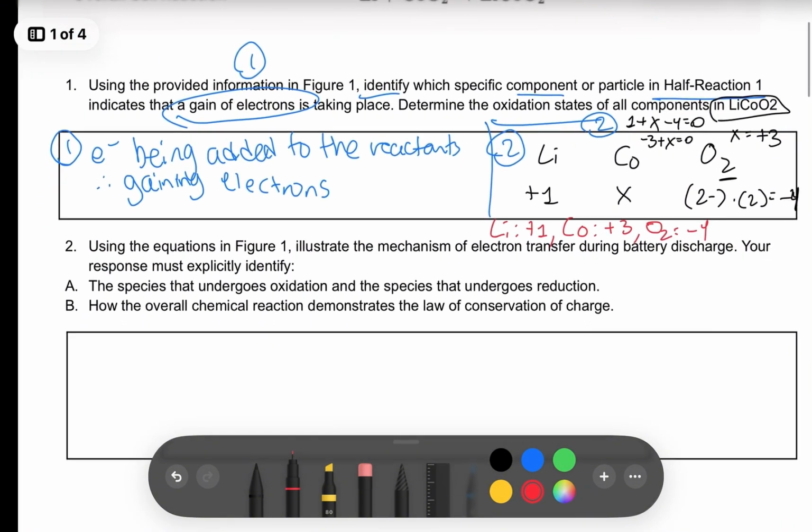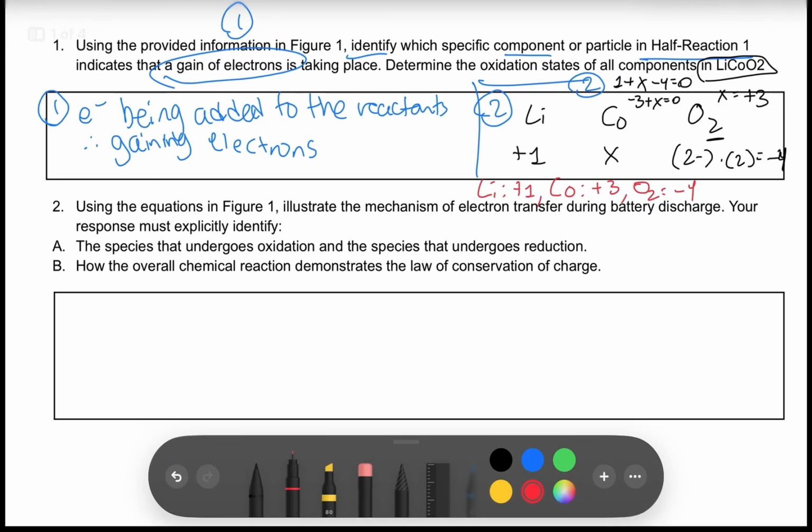Now let's do the next problem. Using the equations in figure 1, illustrate the mechanism of electron transfer during battery discharge. Your response must explicitly identify the species that undergoes oxidation and the species that undergoes reduction, and how the overall chemical reaction demonstrates the law of conservation of charge. So let's do part A first.